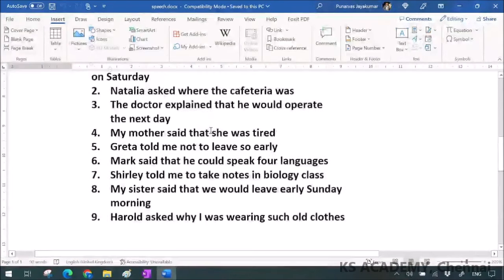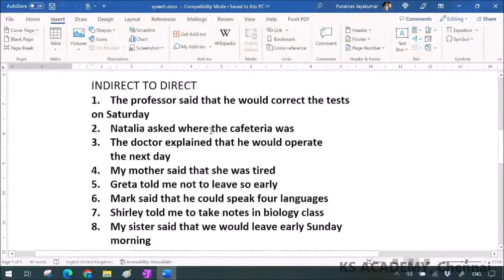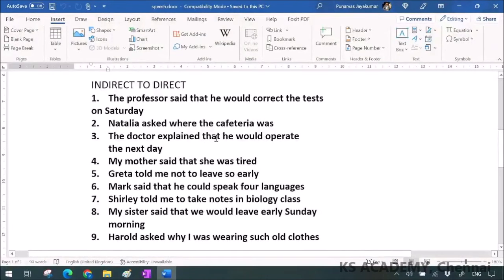Next is reverse. Again, no need to write down the questions. It's fine. You can just write the answers. You can take a picture of the questions if you want and then solve directly. This is indirect speech to direct speech. 9 questions. Indirect speech to direct speech. Please solve.